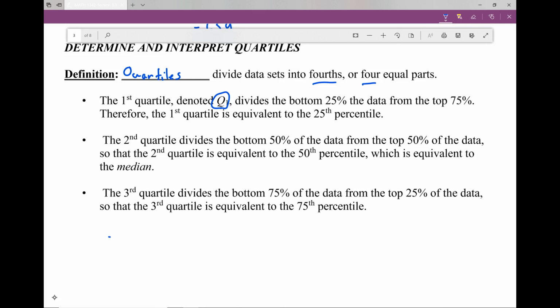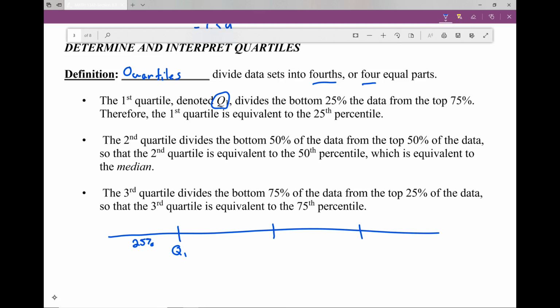Whenever I look at this, here's my data, and I take it and I break it up into 4 even parts. Here's Q1, and quartiles, that means quarters, 25%. So here's 25%. All of this is 75%. So the first quartile is equal to the 25th percentile.